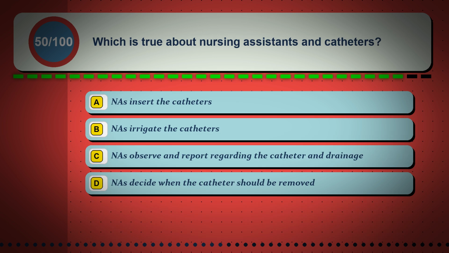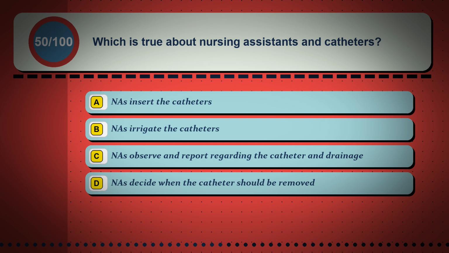Question 50. Which is true about nursing assistants and catheters? Option A, NAs insert the catheters. Option B, NAs irrigate the catheters. Option C, NAs observe and report regarding the catheter and drainage. Option D, NAs decide when the catheter should be removed.